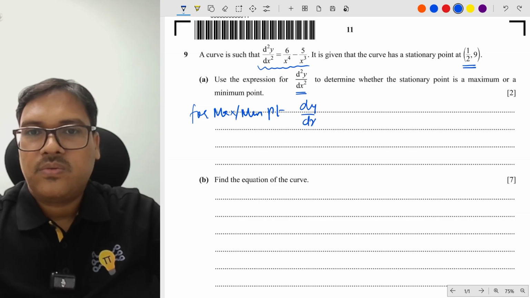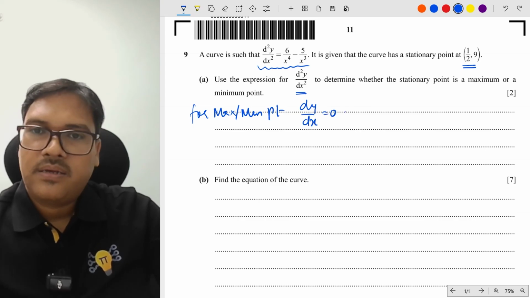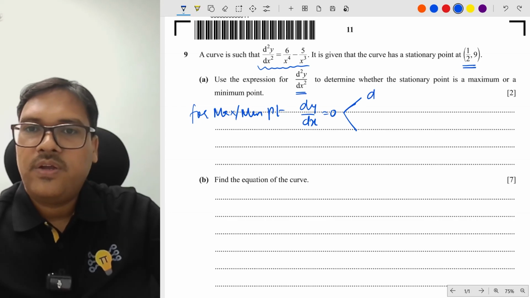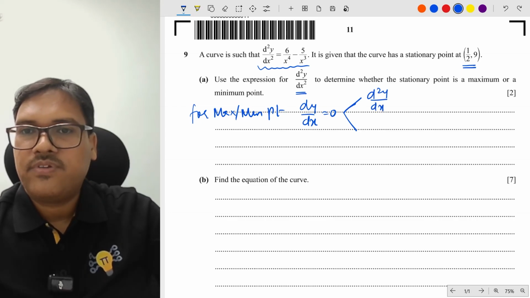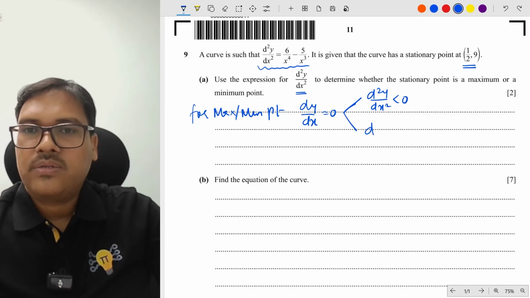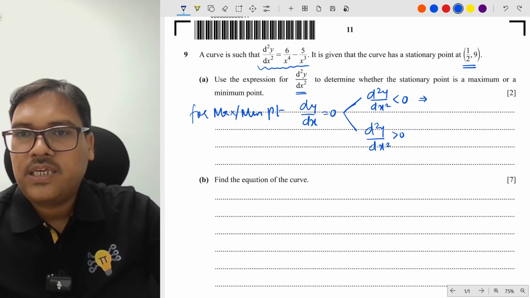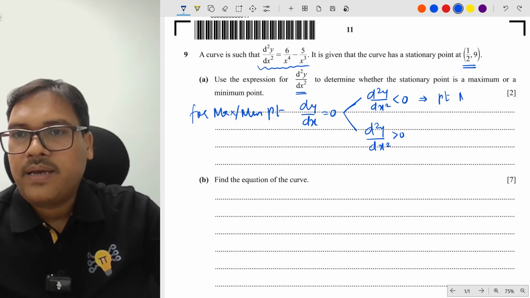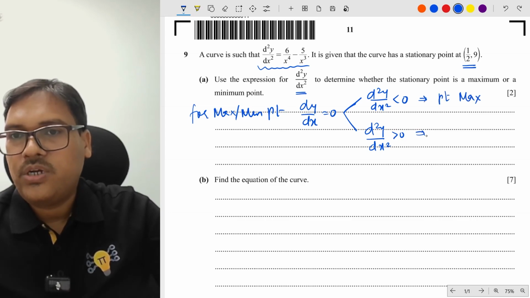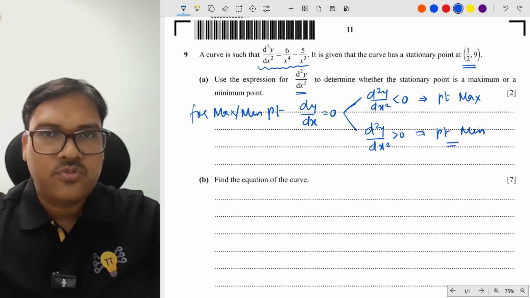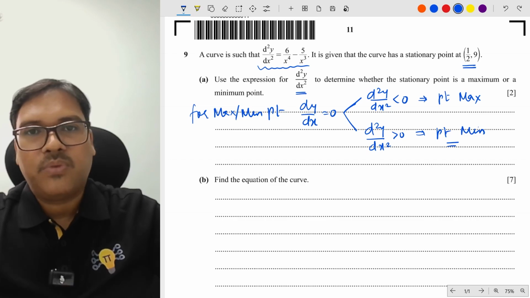dy by dx is 0. But to differentiate exactly between maximum and minimum point, we know that if the second derivative is negative, this gives you the point of maximum, and if it is positive, this gives you the point of minimum. That is a simple method to find the maximum point or minimum point.